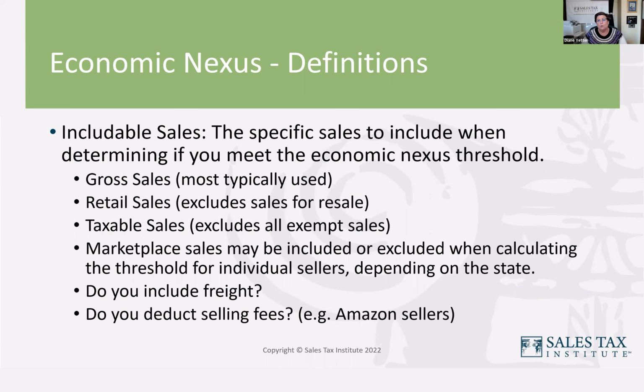So if I am a 100% wholesaler, I'm a manufacturer, I only sell to other companies that are going to resale. In those retail states, I'm not going to be deemed to have Nexus because I get to exclude all those sales for resale. The states I like the best, there's only a few of them, use the taxable sales threshold. So these say you only count any sales that are subject to tax. So whether they are exempt because of resale, because of a product exemption, because of an entity or a use-based exemption, I exclude all of those to determine whether or not I exceed the threshold.